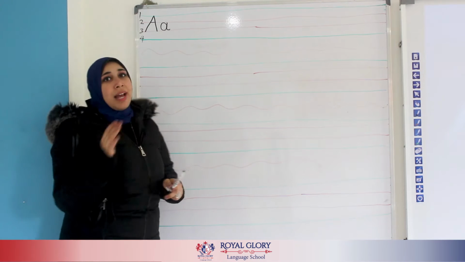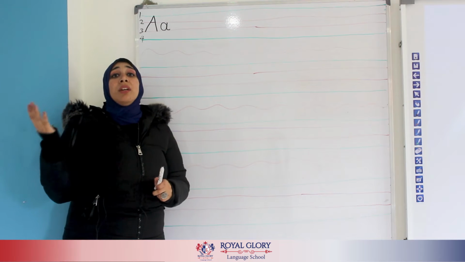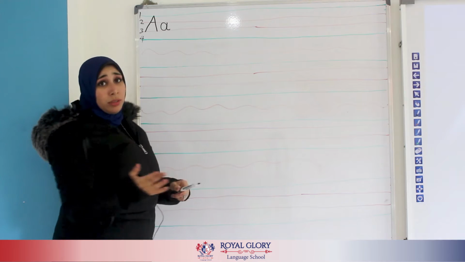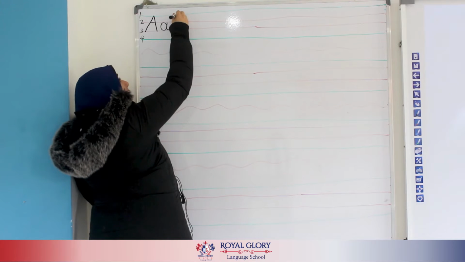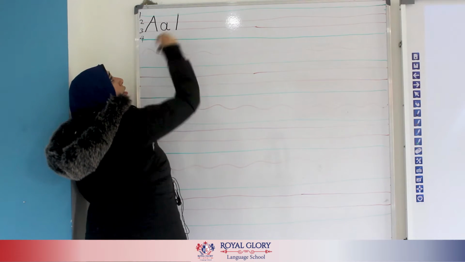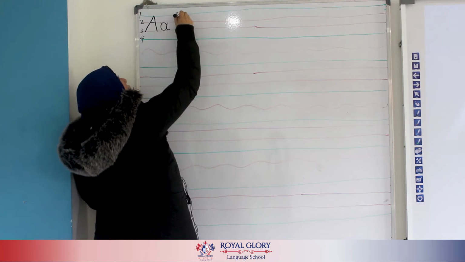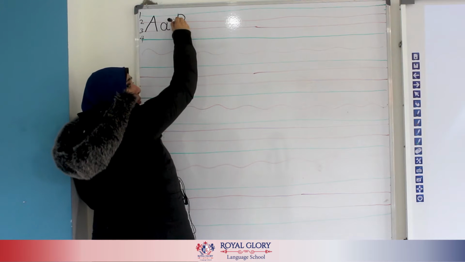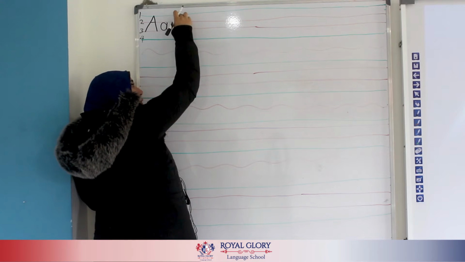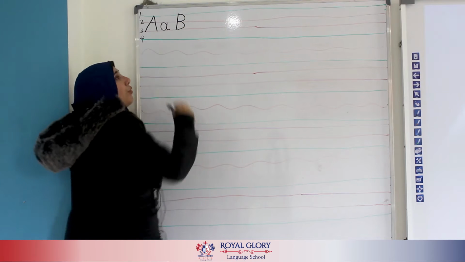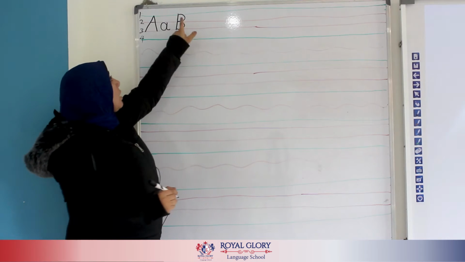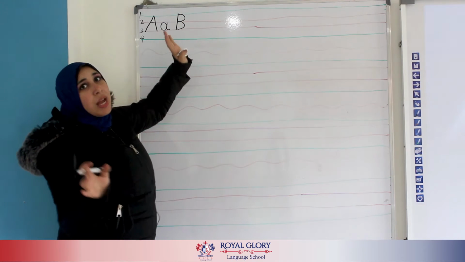Okay, after sound A, sound B. How can I write sound B? Make a big dot on line number 1, a standing line down to line number 3, make a semicircle between line number 1 and 2, and another semicircle between 2 and 3. Okay, Katie? This is the upper case of sound B.